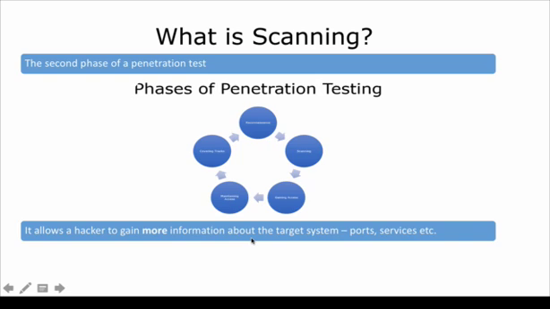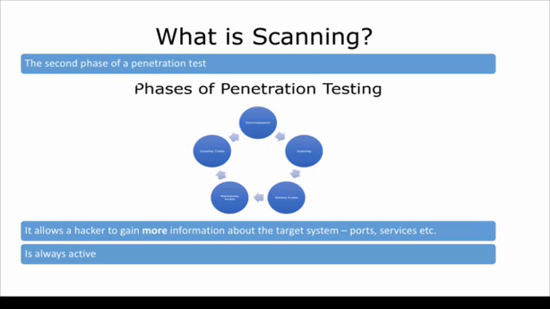So if you recall, in footprinting we started gathering information, so scanning is literally just the next phase in getting even more information about the target system. It is always active, so there is no passive scanning. So scanning is generally an active activity, and therefore your chances of being discovered are much higher than during the footprinting phase, specifically the passive footprinting phase.